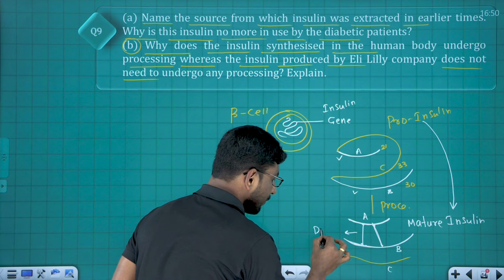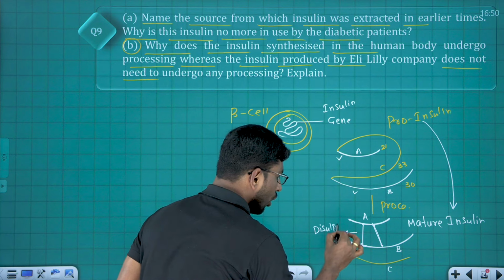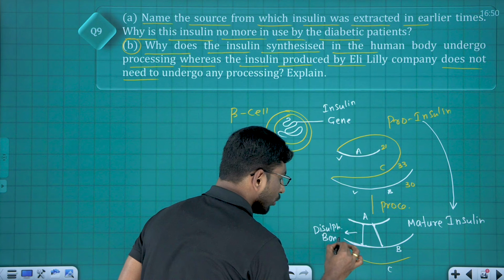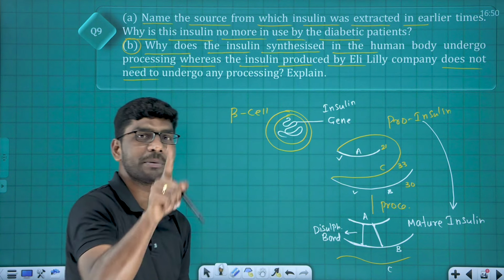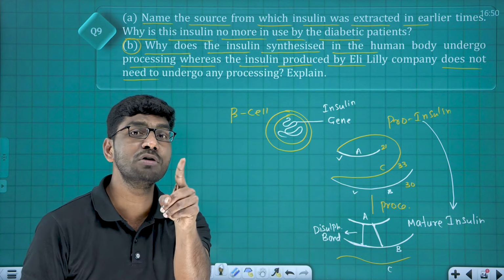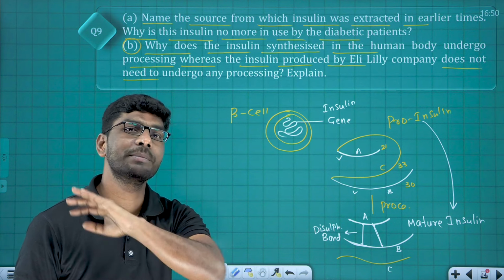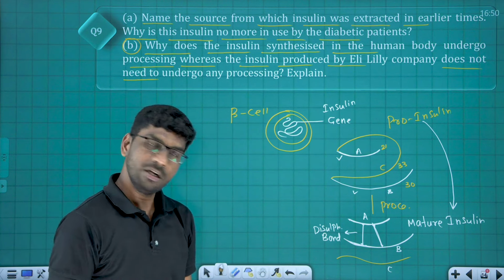Tell me, disulfide bonds. Remember, all of you, disulfide bond between what? Tell me, A and B polypeptide chains. Which polypeptide chain will be removed during the processing? C polypeptide chain will be removed. Am I clear, students? Shall we go to the next one?